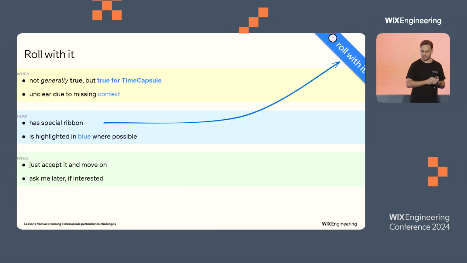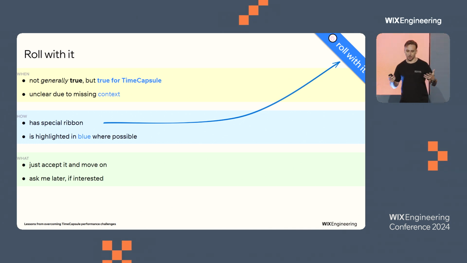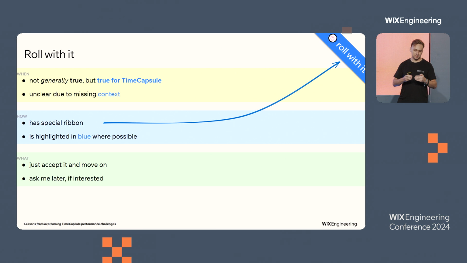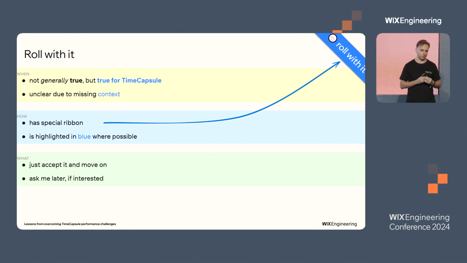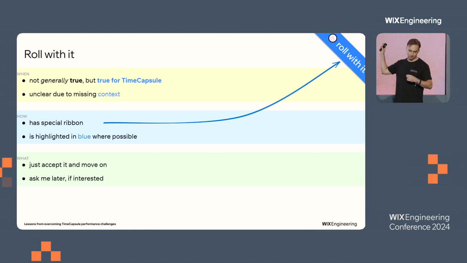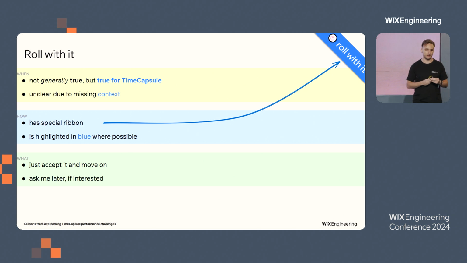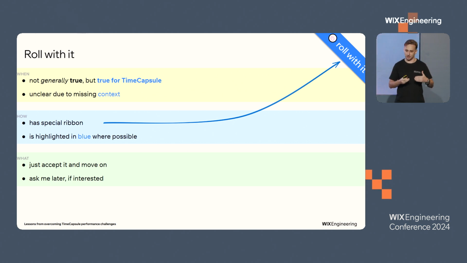Some conventions before we proceed. I'm going to talk fast, or I'll try to talk fast, because we have a lot to cover. And that's why I will skip over some details. And sometimes, therefore, I will make claims which may seem controversial. And if this happens, you'll see a ribbon on the top of the slide. It means roll with it. If you're interested, you can ask me later, and I'm sure I will be able to show you that these claims are true for TimeCapsule.